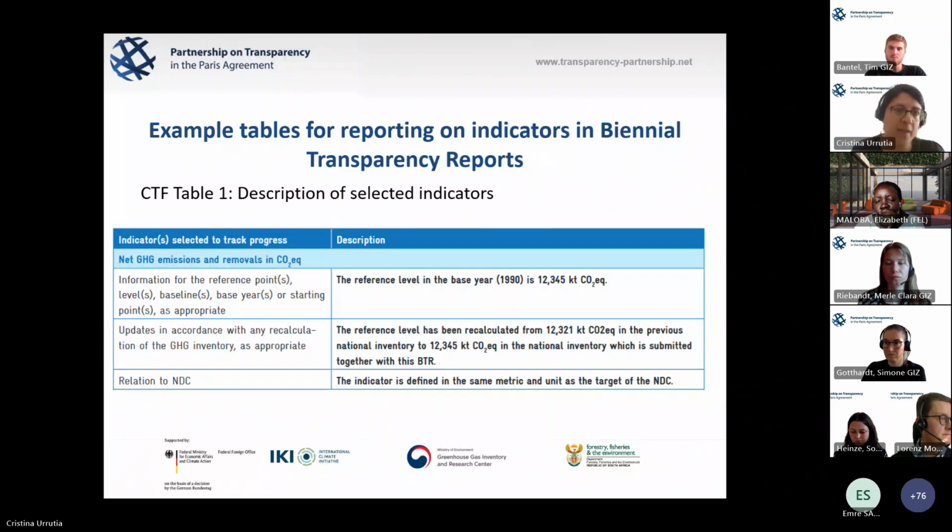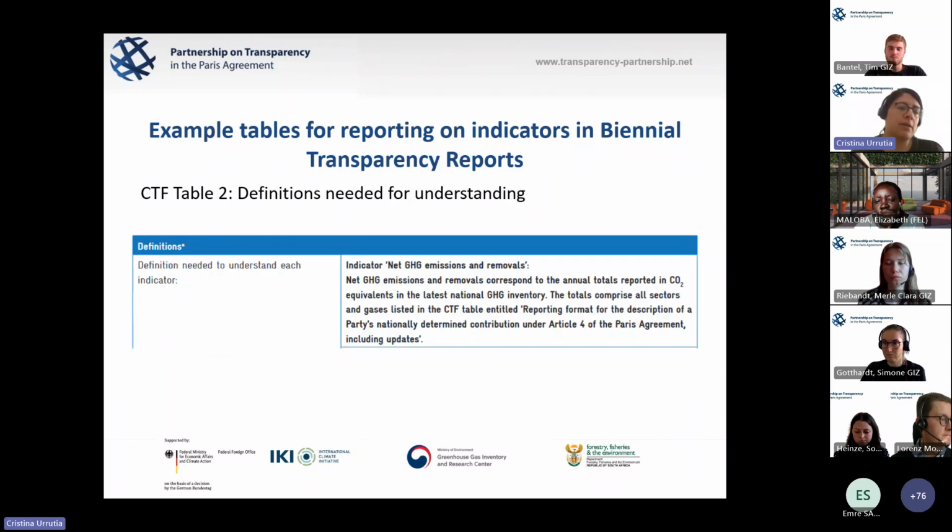This is asked because, as the obligation says, the indicator needs to be relevant for the NDC. This is a brief example of the common tabular format table 2. It's a mouthful, which asks for definitions needed for understanding the indicator. In this case, it's the same indicator. The definition would relate to, okay, where does this information come from, and the scope of my NDC. So they are the same. That is the clarification the party could be making in the BTR.